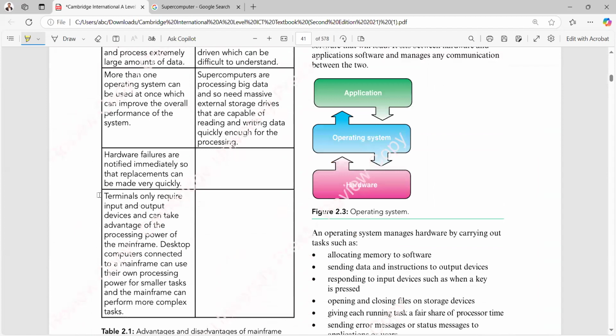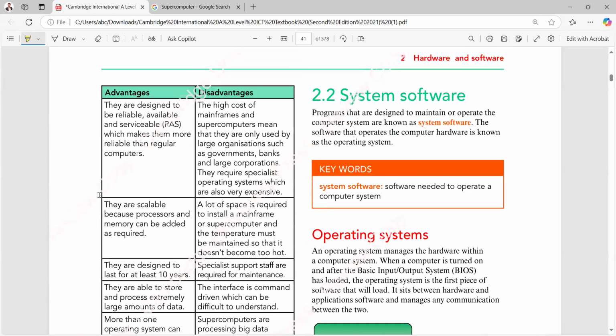Now here is the advantages and disadvantages part. So for example, what is the advantage? The first advantage is that they are designed to be reliable. They are available and serviceable anytime, which makes them more reliable than other computers, without any downtime. Another advantage is that they are scalable, because processors and memory can be added as required.